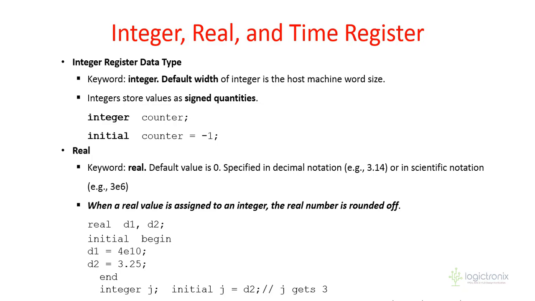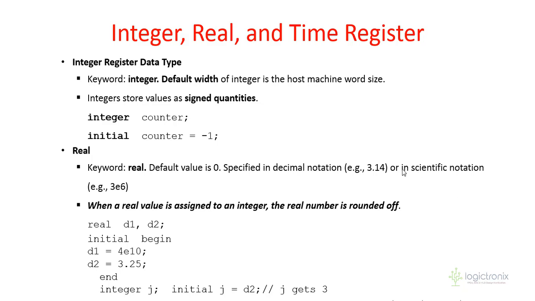So in integer, real and time: integers, like in the C language, we can have integer space counter. So counter is integer type, and we can have an integer value. Integer value means it consists of negative or positive numbers without decimal places. A real value consists of decimal places, like 3.14, while an integer only consists of plus or minus numbers without decimal places.